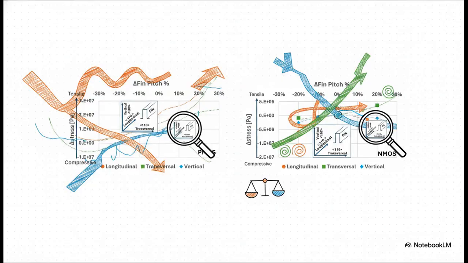And you can see that tug of war perfectly in these charts. Look at the PMOS chart on the left. See that orange line? That's the longitudinal stress we were talking about. It's the only one that really matters. It completely dominates. Now look at the NMOS chart on the right. Whoa, it's a totally different picture. You've got 3 different forces all pulling and pushing against each other. And that is why the overall effect on NMOS is so much smaller and more complicated.